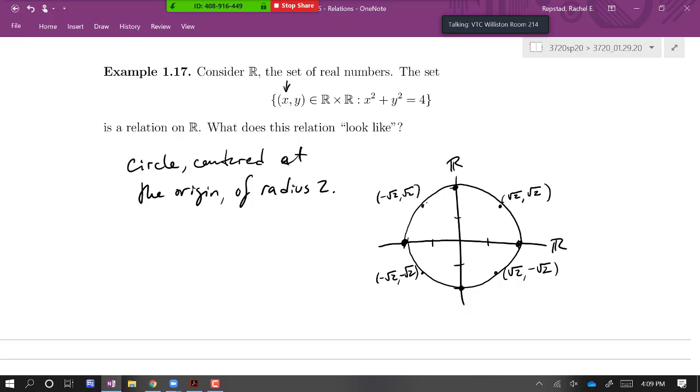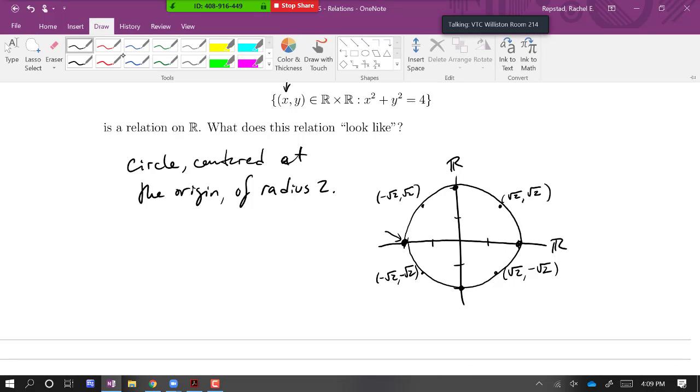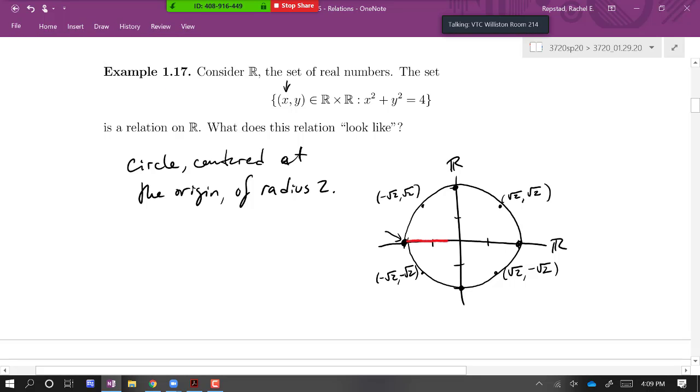Closer. It's all values of x between -2 and 2. I'm going to include all the ones that show up. So I don't want to stop at -root 2 because I would leave out -2, 0, for example. So the domain is basically these real numbers right here, right? All those x values end up being coordinates in this relation. What about the range?